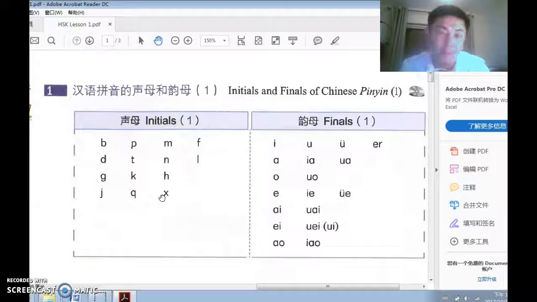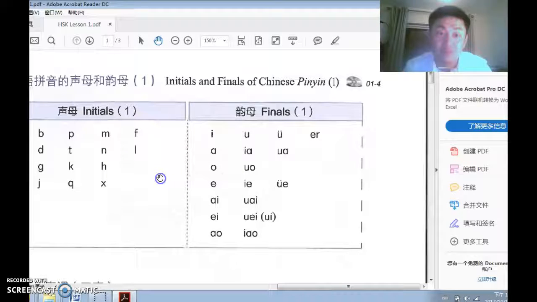Actually, I found this screenshot thing. It's good, brilliant. The sound is not 100%. I wish I could find a better way to do it. If you know a better way to make this sound much better, or have a software or whatever, please let me know. Okay? And these are some of the finals, some of the vowels.